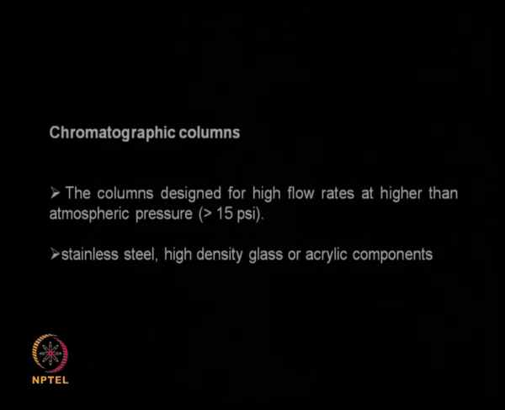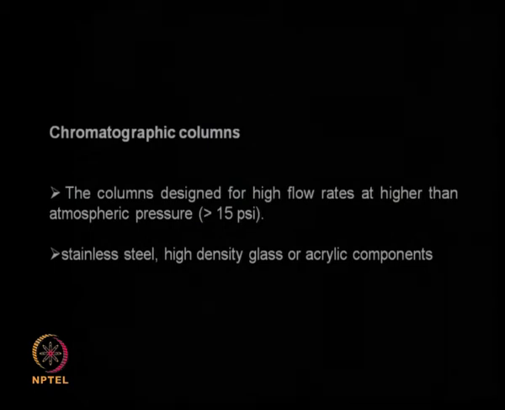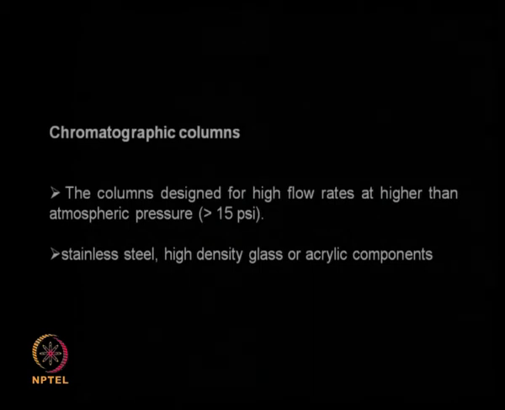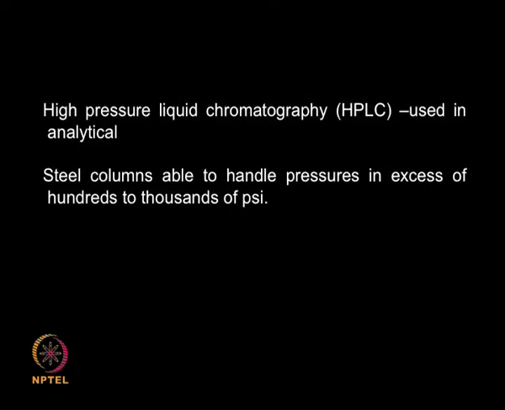The columns, if you look, are designed for high flow rates and for atmospheric pressure or very high pressure. There are different types of columns used: stainless steel, high density glass or acrylic components, and so on, depending upon the system you are studying and the type of components you are studying. If you take high pressure liquid chromatography or high performance liquid chromatography, we are talking in terms of hundreds and thousands of PSI, and steel columns are generally used.